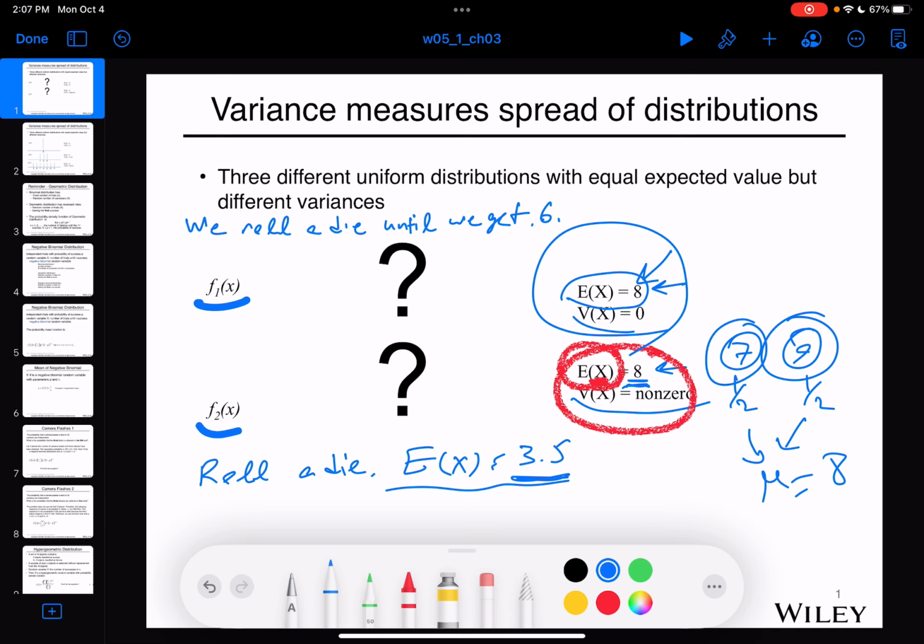So we roll a die, let's say x times, because we don't know how many times we are rolling, until we get a 6. What is the expected value of x? And the answer is 6, because it's 1 over p.